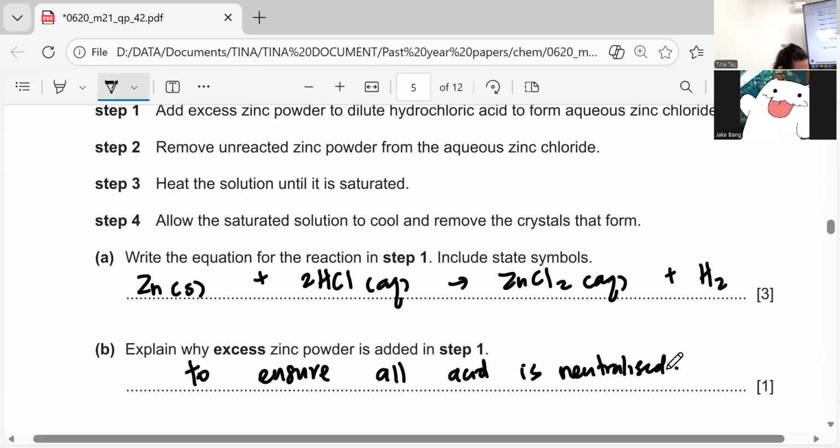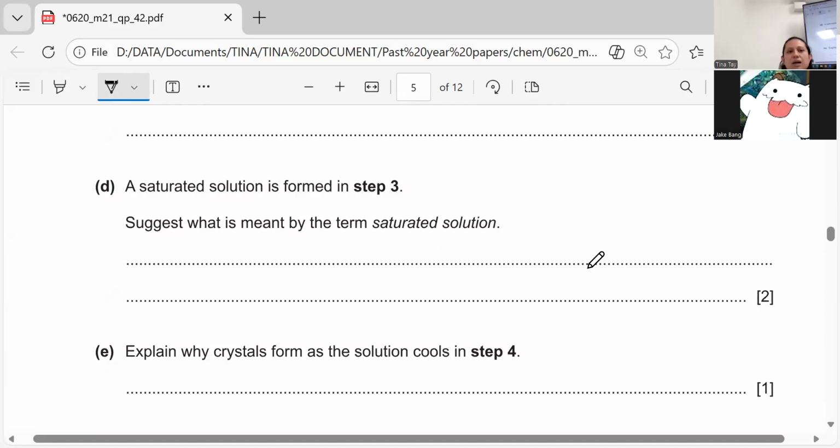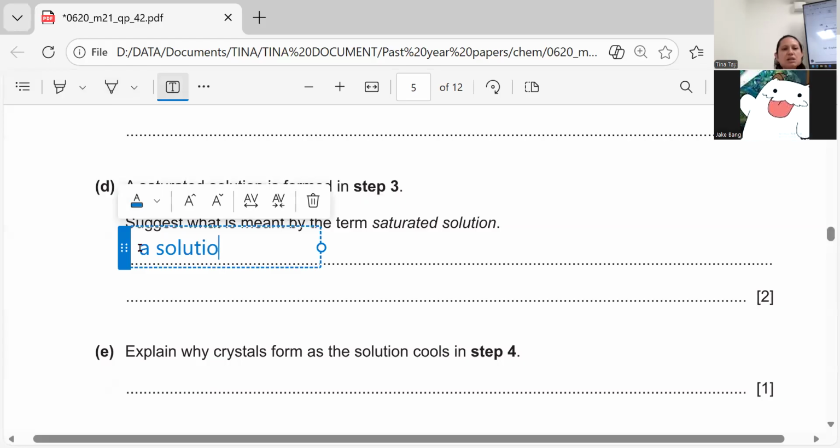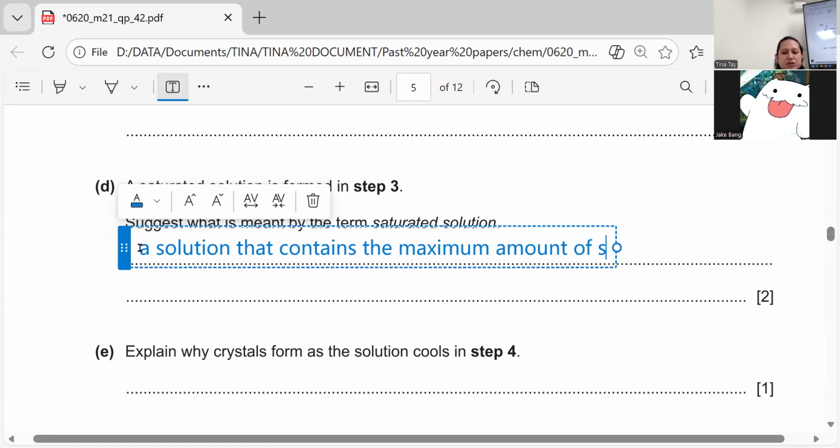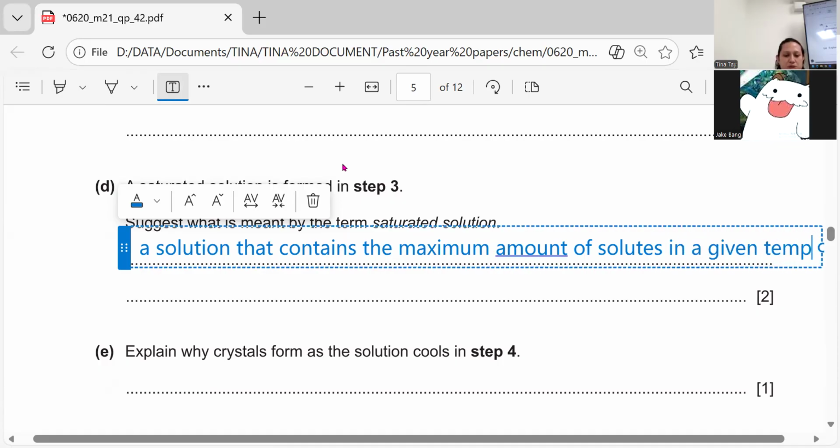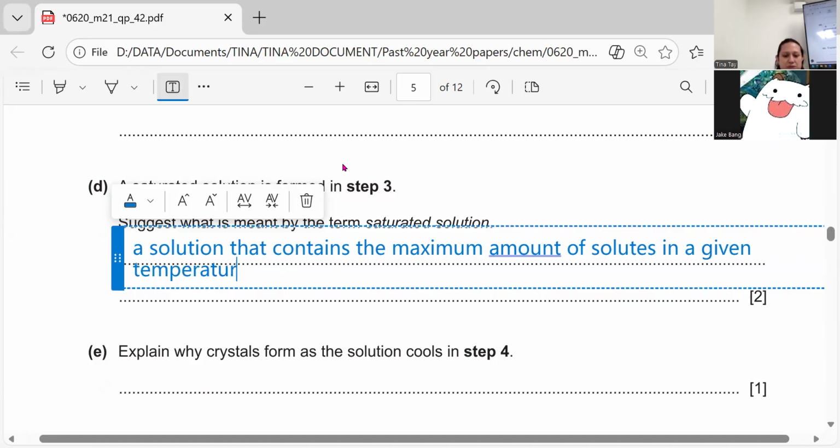Okay. All right. Suggest what is meant by saturated. A solution that contains the maximum amount of solute. Oh, I skipped it. Okay, let me finish this. A solution that contains the maximum amount of solute at a given temperature, or at that temperature.